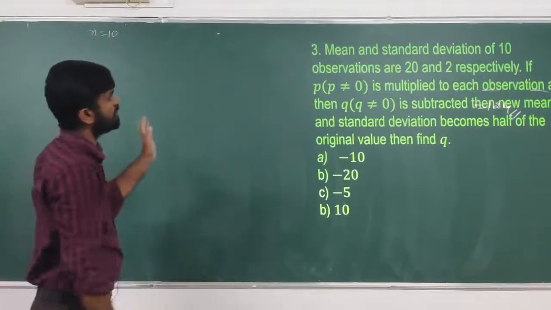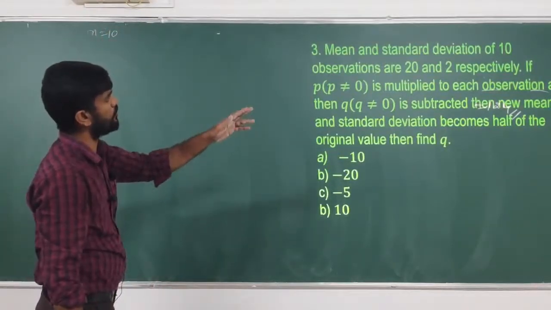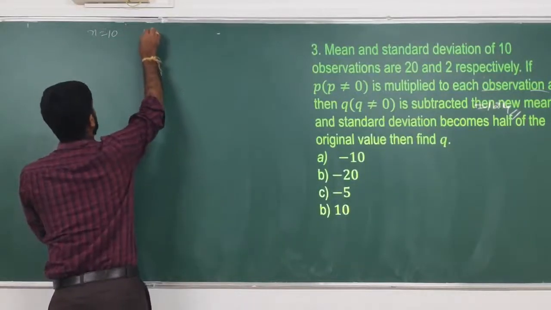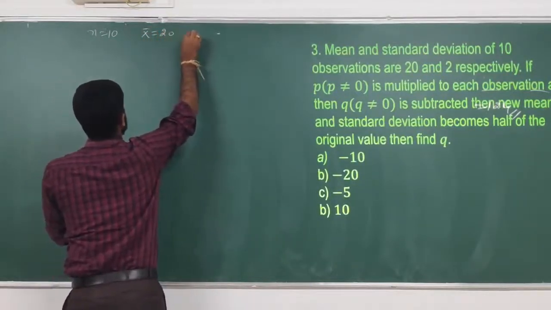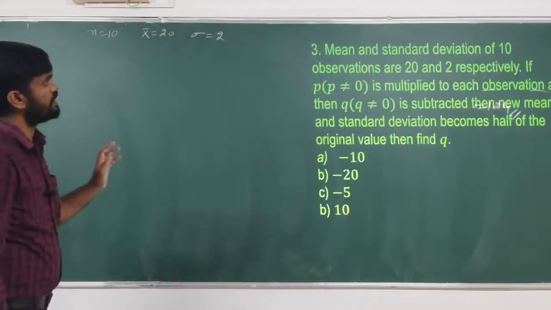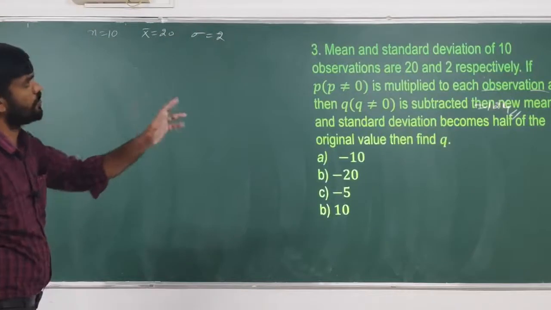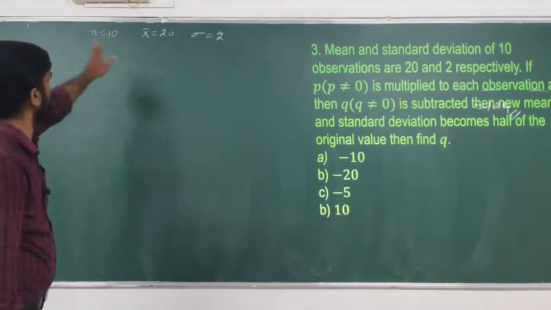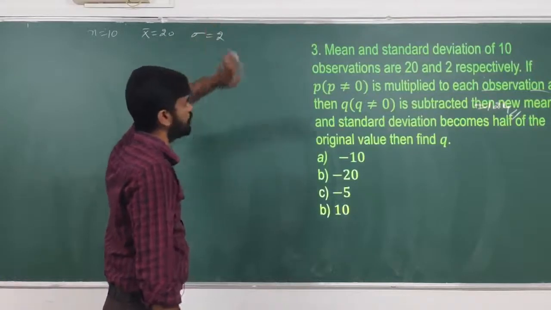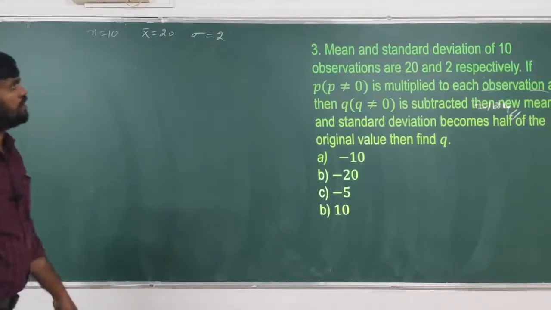The mean and standard deviation of those observations are 20 and 2 respectively. That is x bar is 20, sigma is 2. So the mean and standard deviation of 10 observations are 20 and 2 respectively. So n is 10, x bar is 20, and sigma is 2. So the standard deviation is 2.